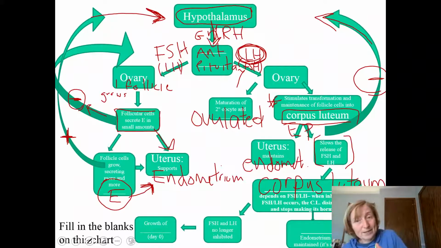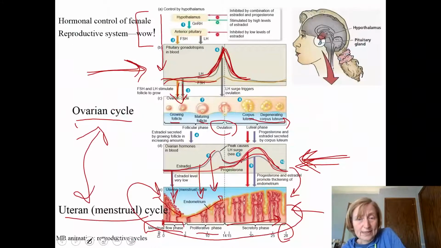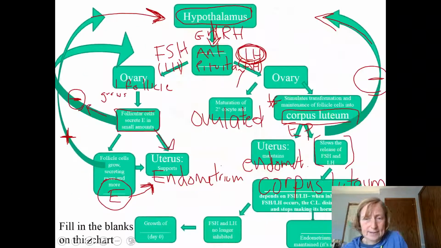So then you see a drop in estradiol and progesterone. This is toward the end of our cycle, maybe day 20, day 25, day 26, something like that. If there's less estradiol and progesterone, what's going to happen to the uterus?